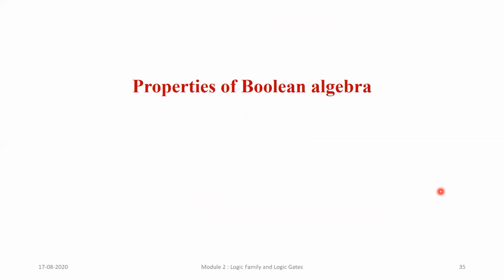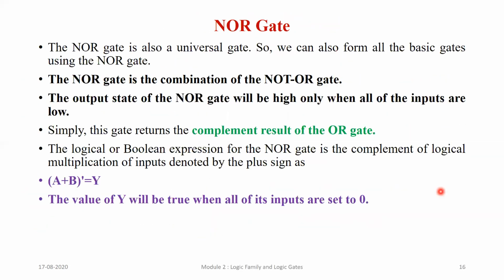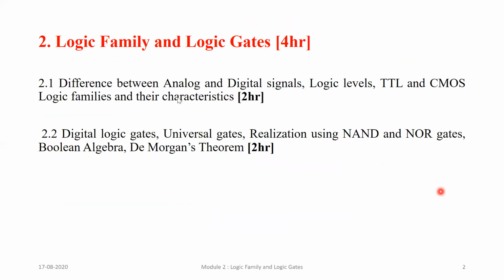Okay, so this completes your, no, this doesn't complete your second chapter. See, second chapter, the portion I am showing you, 2.1, 2.2. Okay, so we finished this one: logic, universal gates, realization using NAND and NOR gates, Boolean algebra, De Morgan's theorem. Now what is written over here, the 2.1 is the difference between analog and digital signals, logic level, TTL, and CMOS logic family.